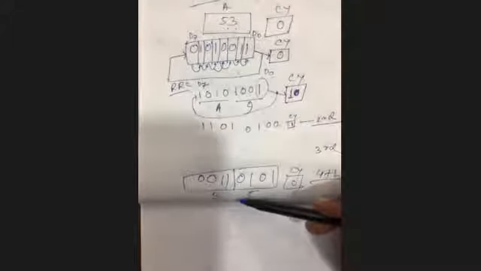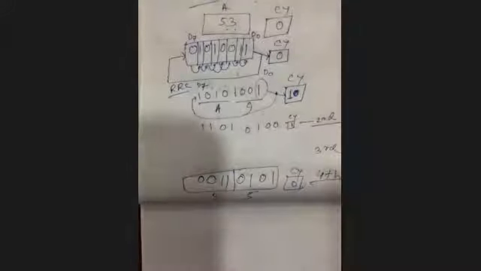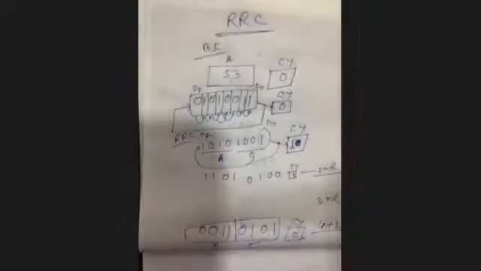53 now becomes 35. So what does it mean? It is a total reverse: we interchange the nibbles. 53 becomes 35. This is the application of RRC to interchange the nibble.